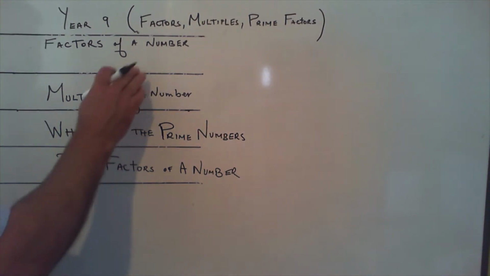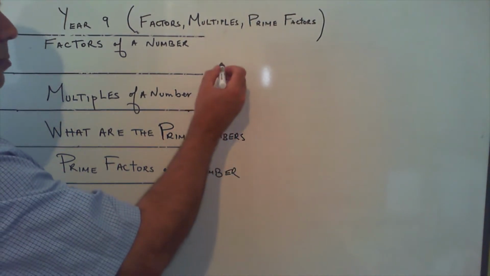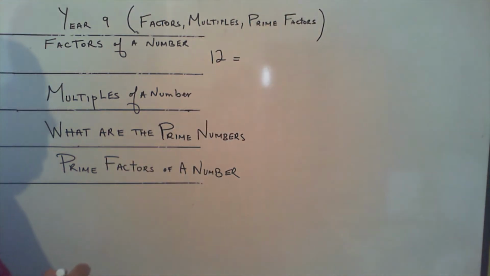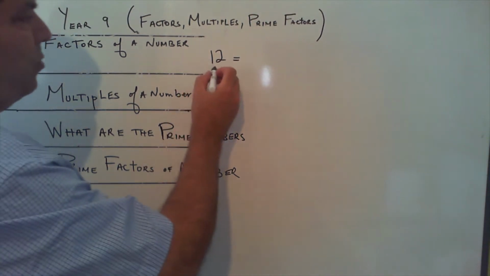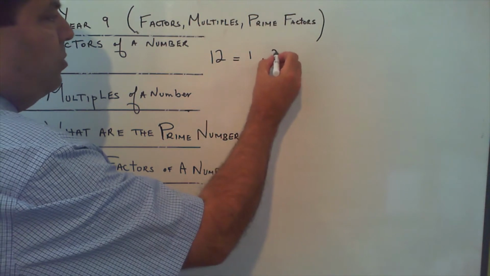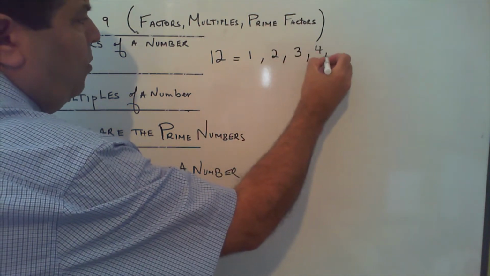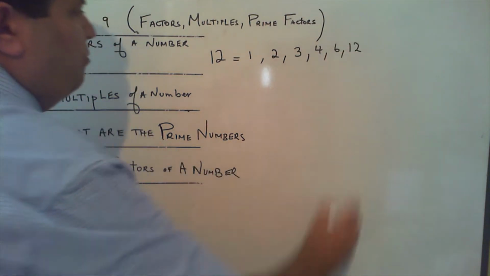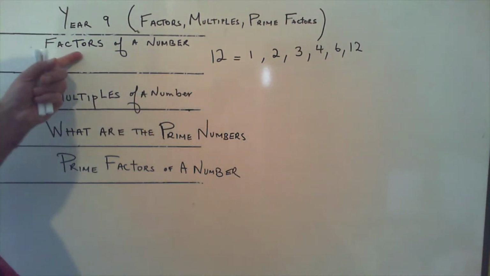Factors of a number are all the numbers that the number divides by. For example, if you choose the number 12, what are the factors? How many numbers can you divide 12 by? Obviously, you can always divide 12 by 1. We can divide 12 by 2. We can divide it by 3, and also 4, and 6, and the last one is 12. So all the numbers that you can divide the number by are the factors of that number.